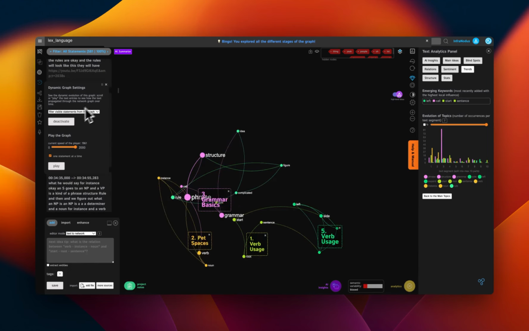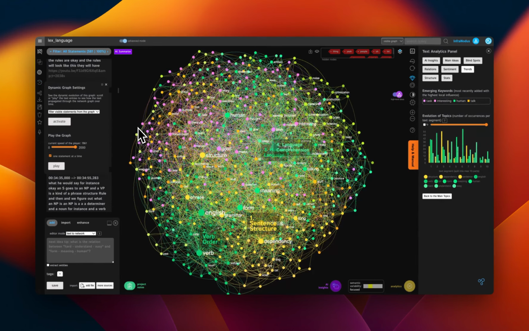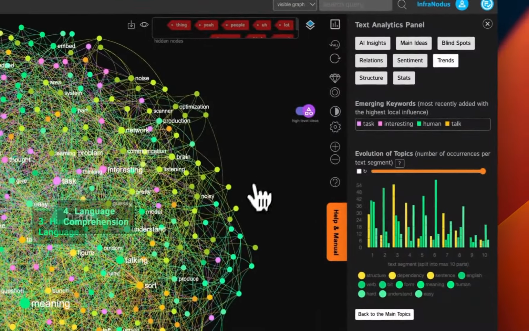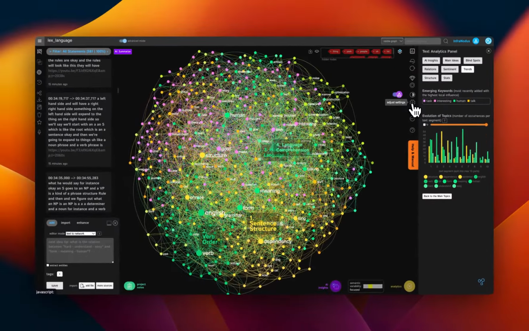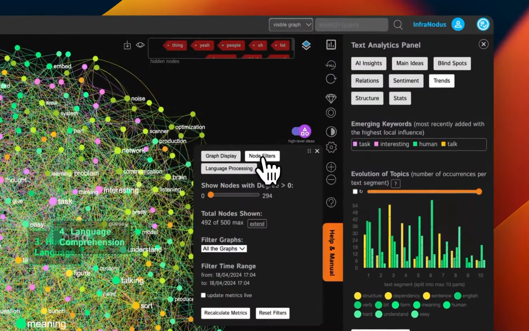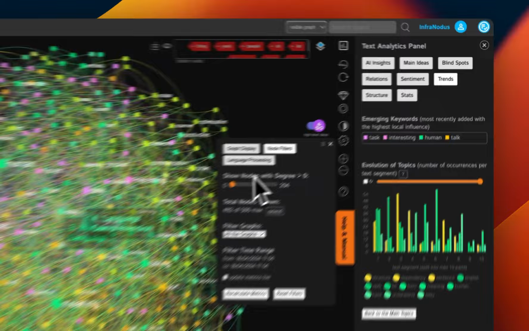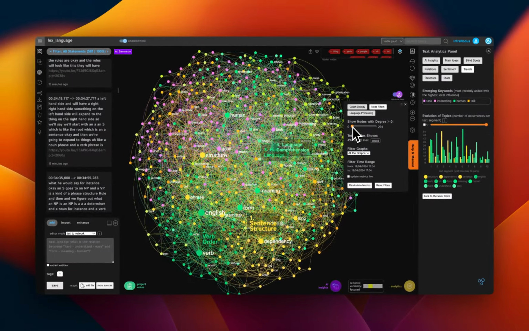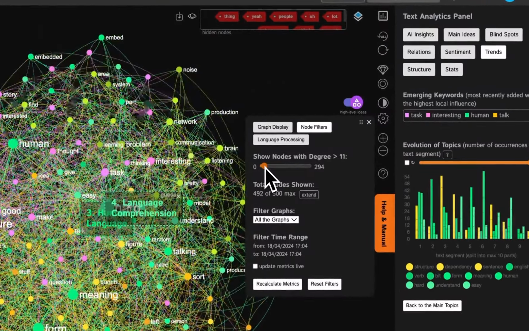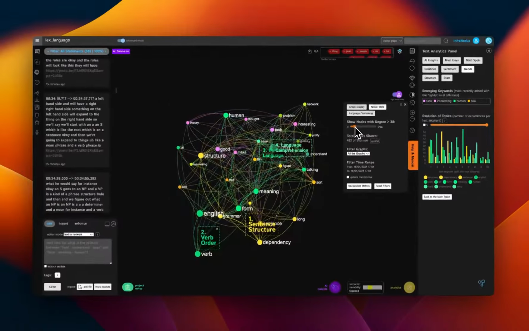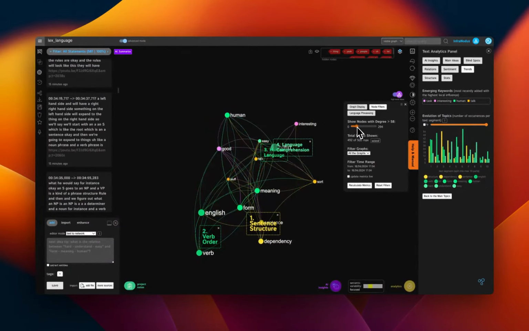So another thing that I can do, so that's one way of simplifying, looking at it and playing through the conversation by filtering the visible statements. But another thing I could do is go into the node filters. And I can adjust the threshold for how many degrees of connection need to be present for it to be shown. And I can reduce the graph to its most fundamental.